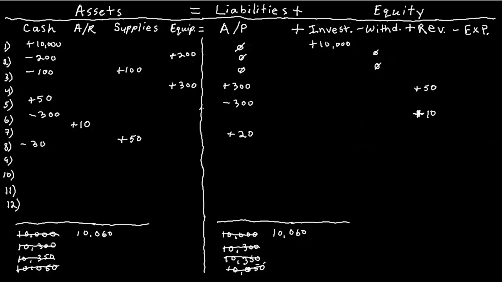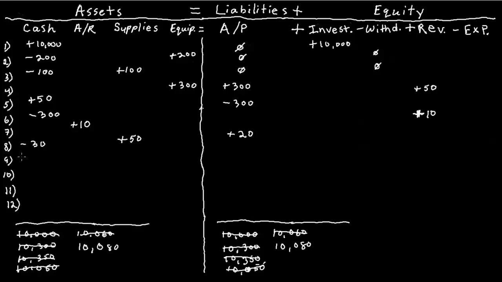Now we know that the net effect between a positive 50 and a minus 30 is positive 20. So over here we actually increase by 20. So this is 10,080 now. And we also have a positive 20 here. So we're going to increase this by 20 and get 10,080. So again, we balance.